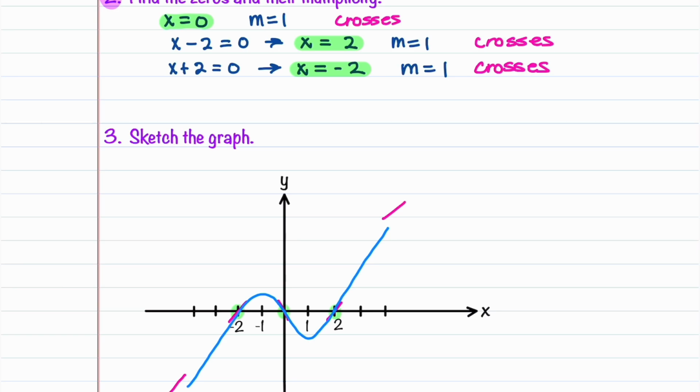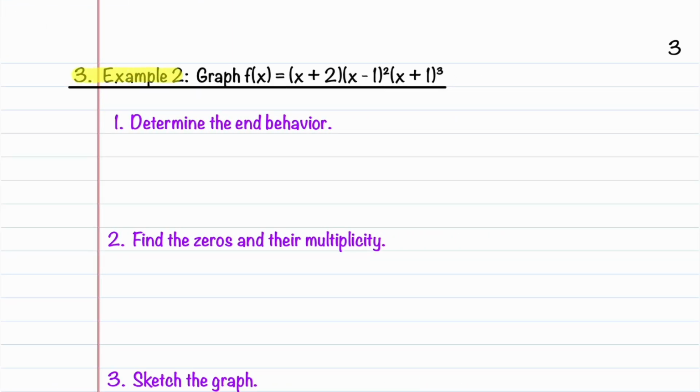Let's now look at a little bit more complicated example. In our second example, we're going to graph the function f of x is equal to x plus 2 times x minus 1 quantity squared times x plus 1 quantity cubed. Just like we did with our first example, we're going to start by determining our end behavior.